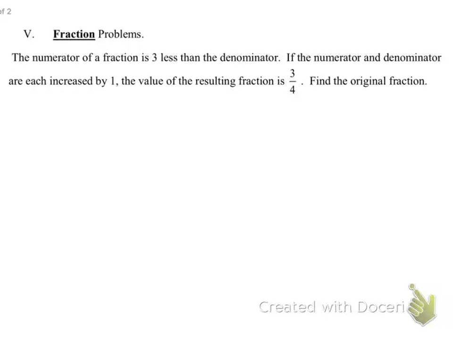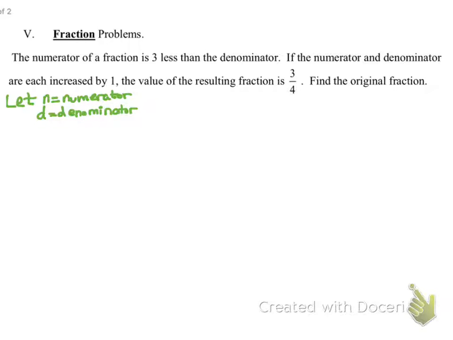Number 5 reads, the numerator of a fraction is 3 less than the denominator. If the numerator and denominator are each increased by 1, the value of the resulting fraction is 3/4. Find the original fraction. So let's just define the variable. I'm going to use n for numerator and d for denominator.